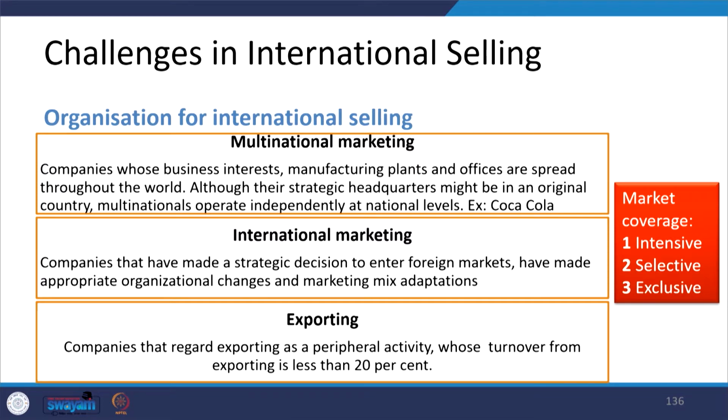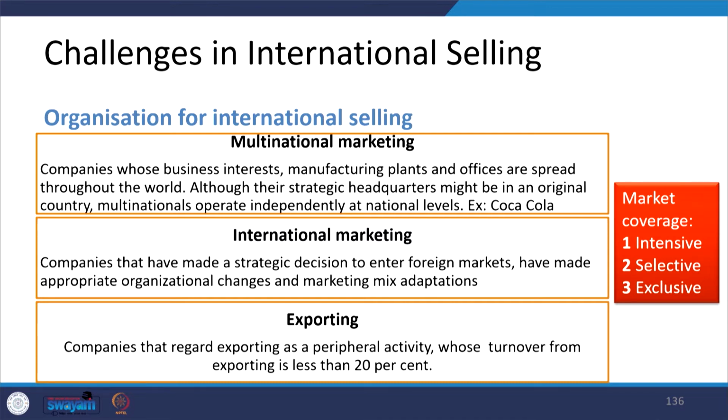Second type is selective market coverage, when you are not trying to sell a particular product in each country, available in each and every shop there. You select some intermediaries or only selected places where your product is available, or selected channels that you want to sell your products through.